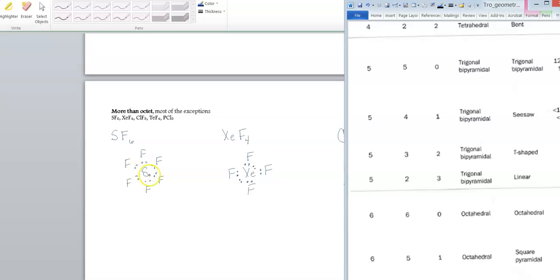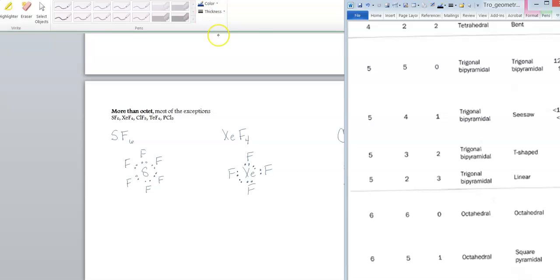So here my central atom sulfur has 1, 2, 3, 4, 5, 6 groups. They're all bonded. 6 electron groups, 6 are bonded. It's octahedral electron geometry and octahedral molecular geometry. Okay? I come back, I look at this one, xenon. 1, 2, 3, 4, 5, 6. We're still in this 6 grouping again.